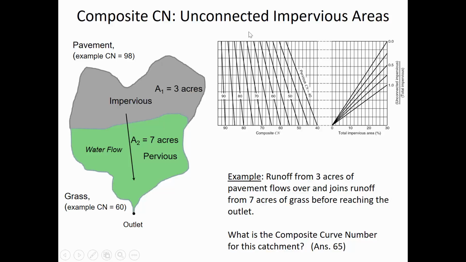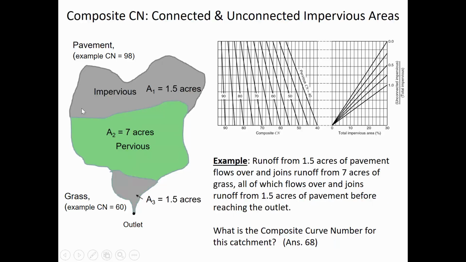Okay, so this was unconnected impervious, where all of it is unconnected, but then some of it here is unconnected and some of it is connected. So this is a little bit tricky. In this, only 50% of the impervious area is unconnected. So the difference in this illustration is that we would use this 0.5 line.